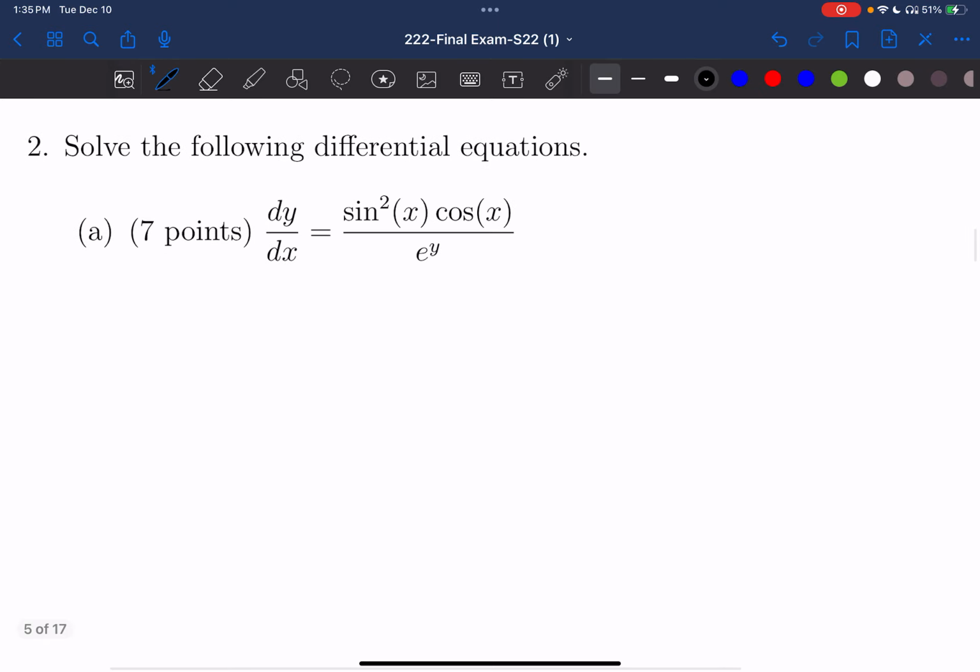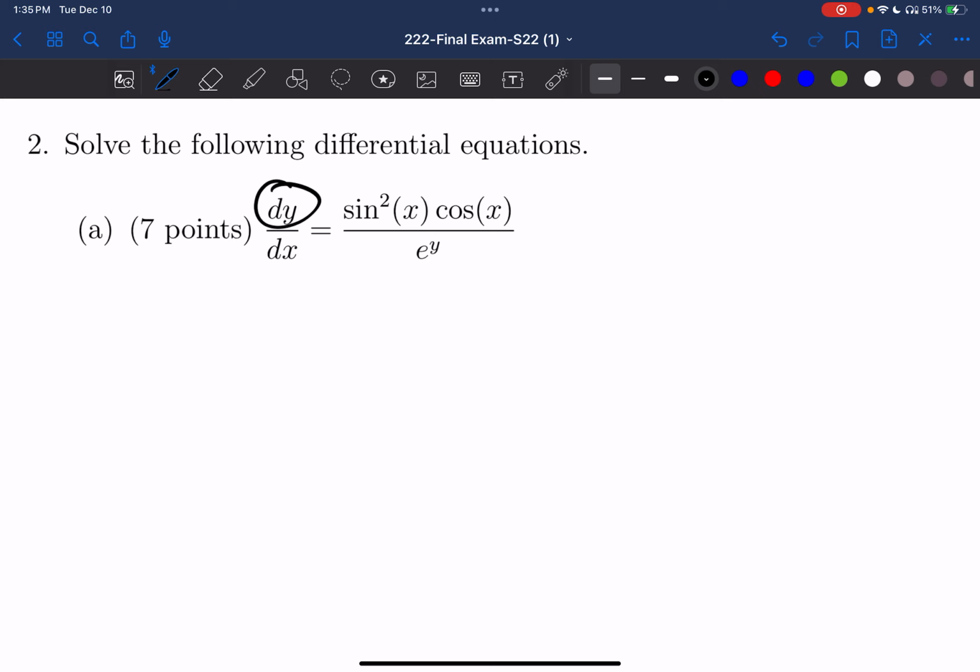Solve the following differential equations. We can see here, because it's in this form, we can take this, multiply by this, and this, multiply by this. They call it cross multiplication, but basically what you're doing is taking dx and multiplying it over, and taking e to the y and multiplying over to the other side. So you get e to the y dy will be equal to sine squared x cosine x dx.